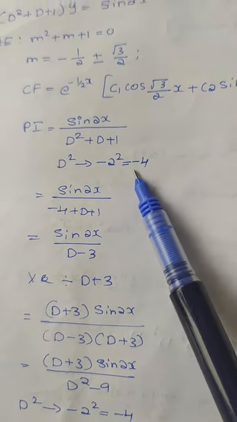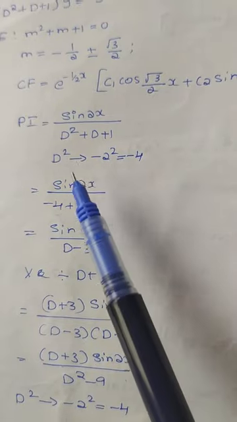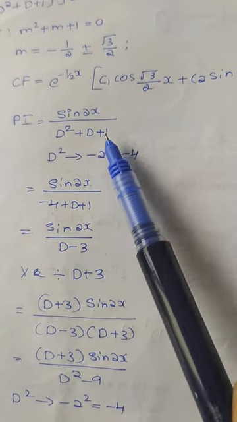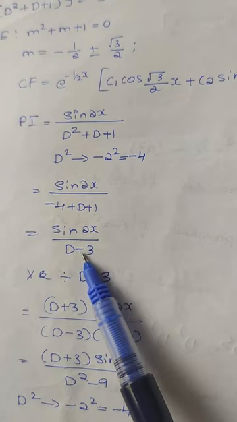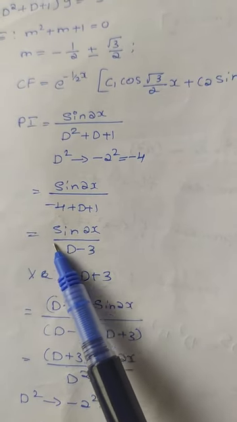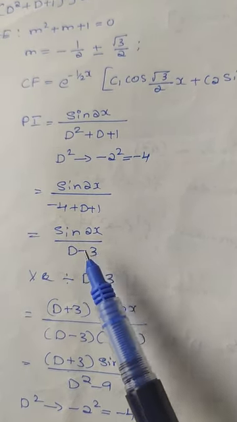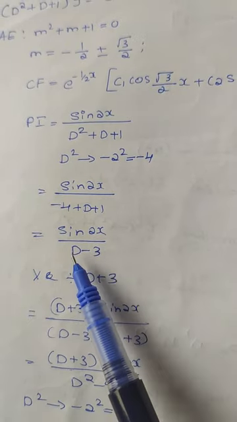2 square is 4, so minus 4. Write D as it is, and 1. If you simplify, we get D minus 3. We get a D minus a form or a D plus a form, okay, D minus a or D plus a, in general.